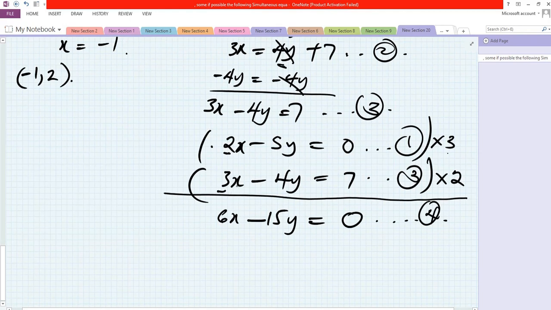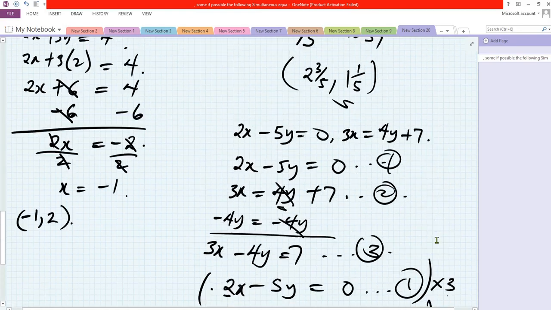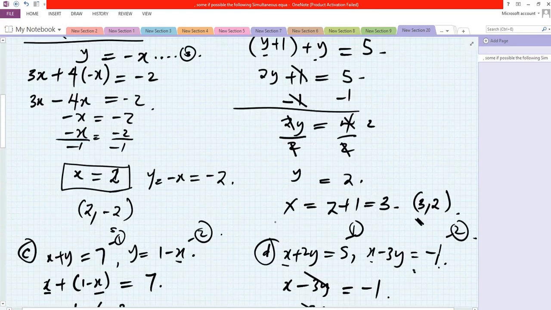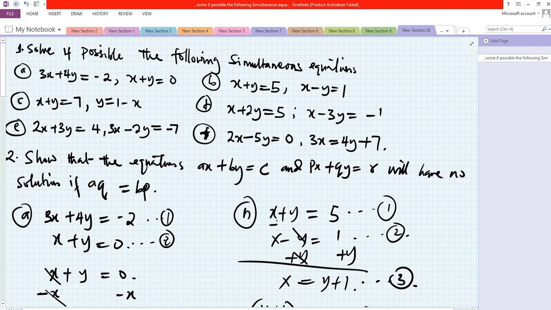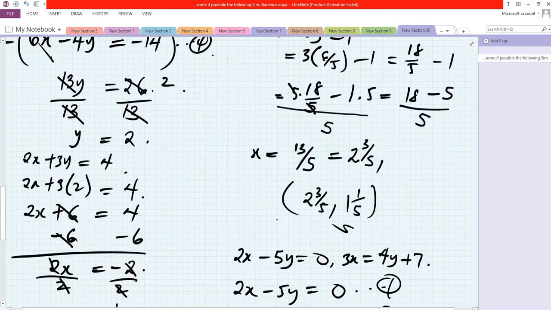Now if you multiply equation 3 with 2, which is the coefficient of x in equation 1, 2 times 3x, you have 6x. 2 times minus 4y, you have minus 8y, equal to 2 times 7, you have 14. This is equation 5. Let me be sure I copied the right thing there. Okay. Correct.